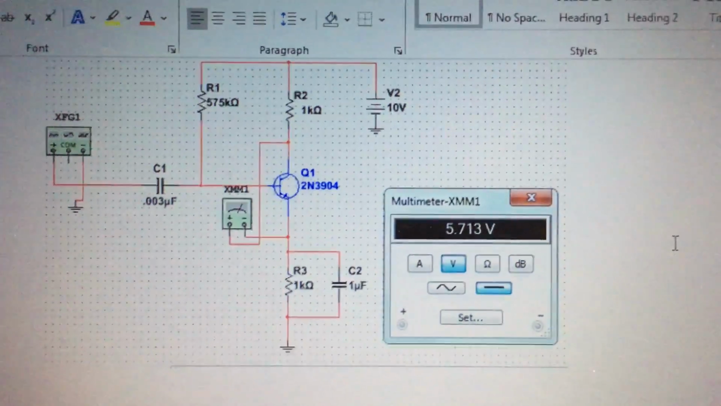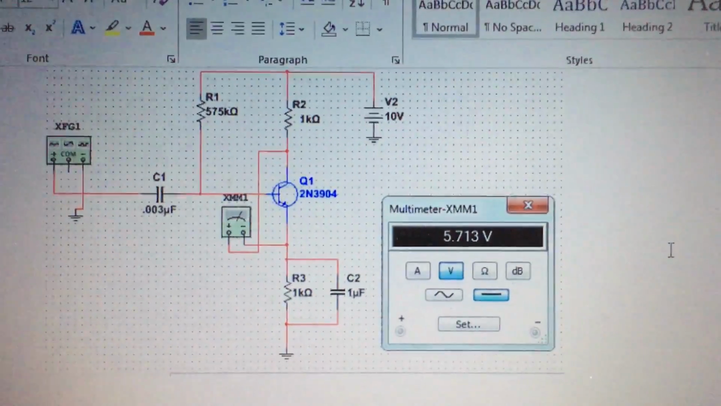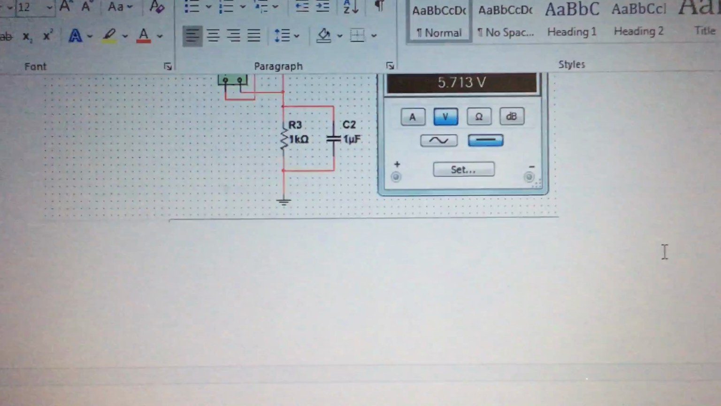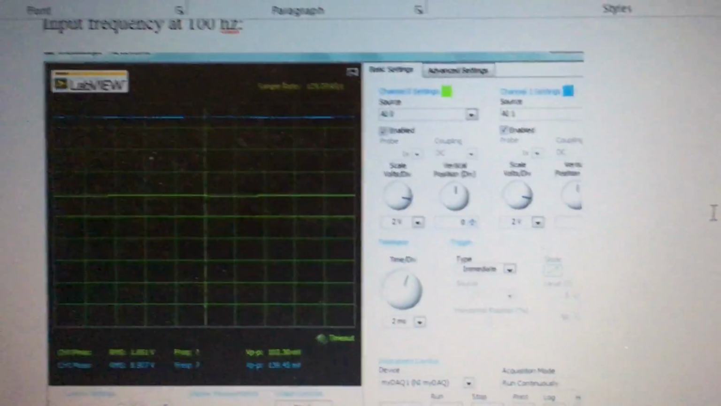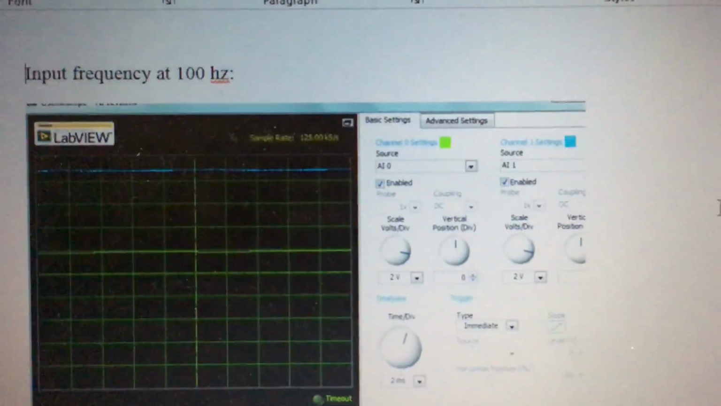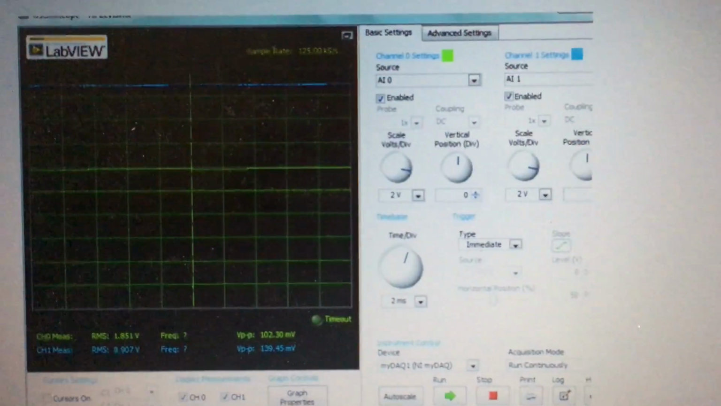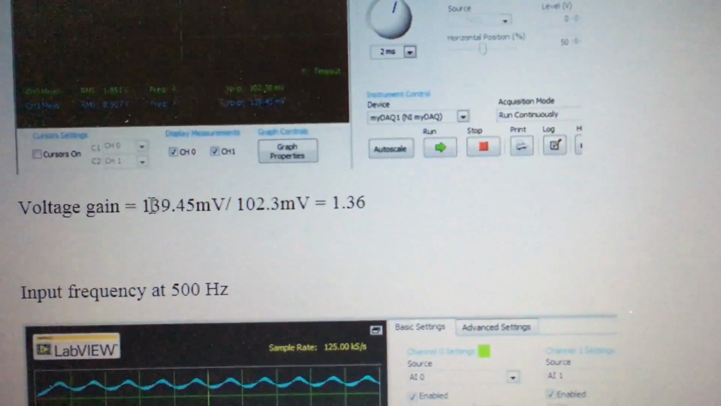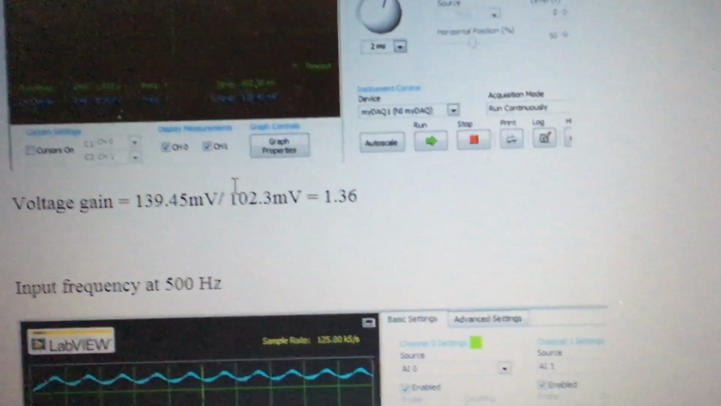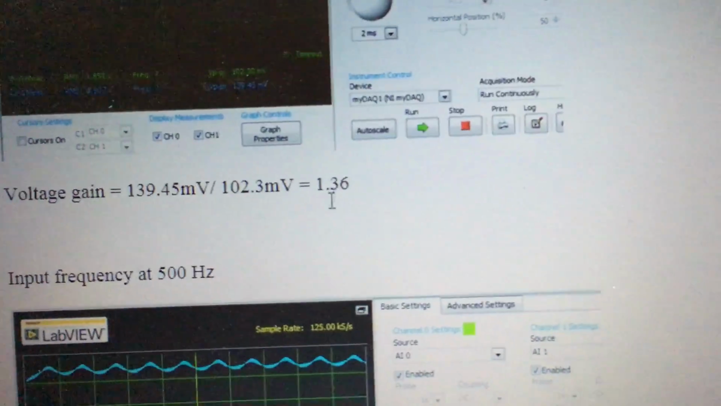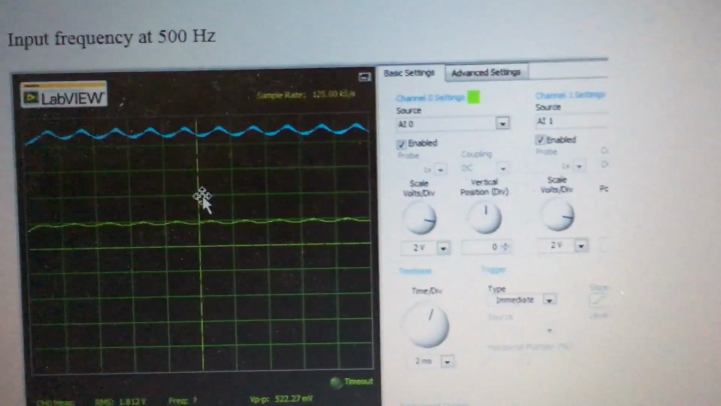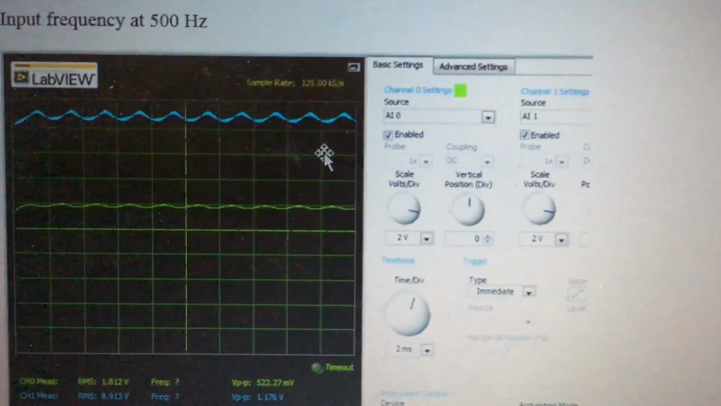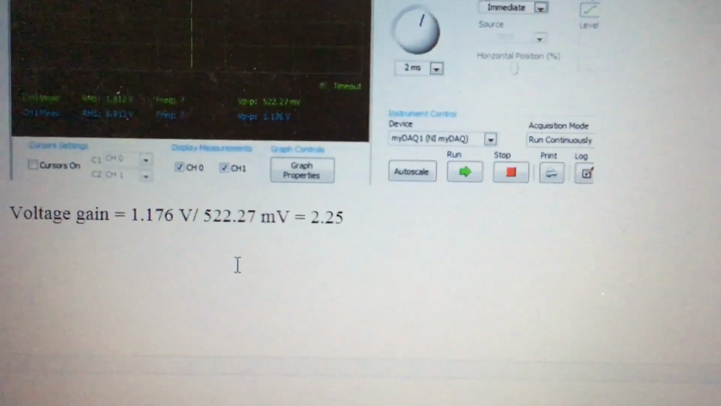and the emitter collector junction voltage is 5.713 volts. So as you can see, at the input frequency of 100 hertz, there is almost no amplification, both are very small. It's 139.45 to 2.3 millivolts. This is 1.36. Here at 500 hertz it starts to increase the amplification.